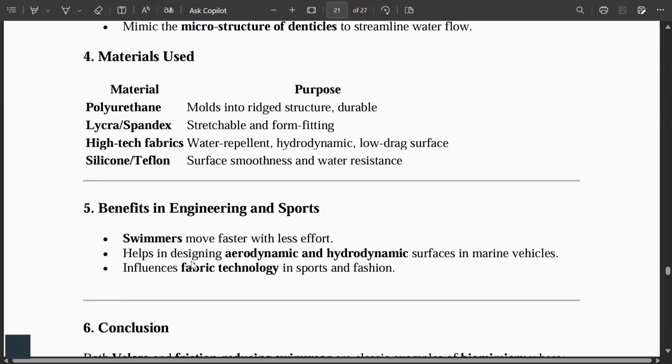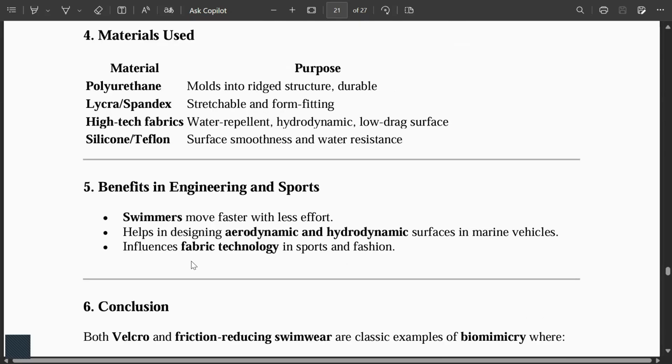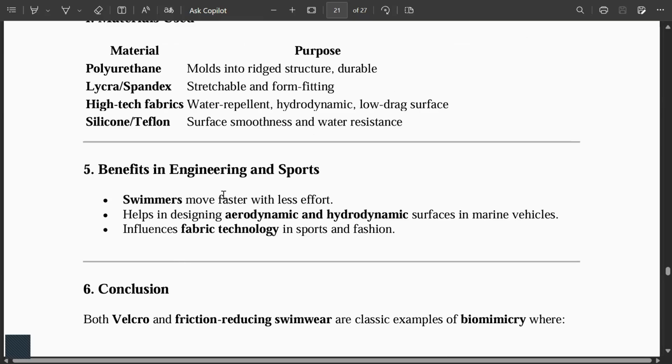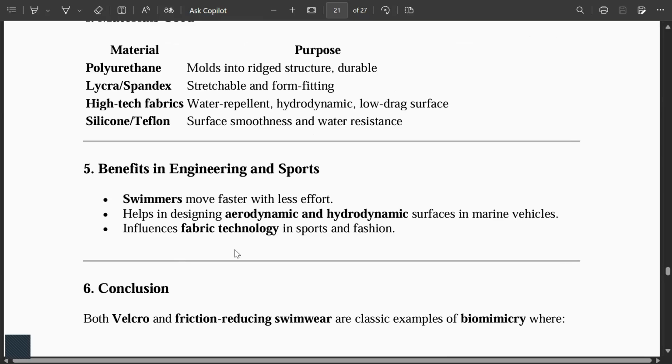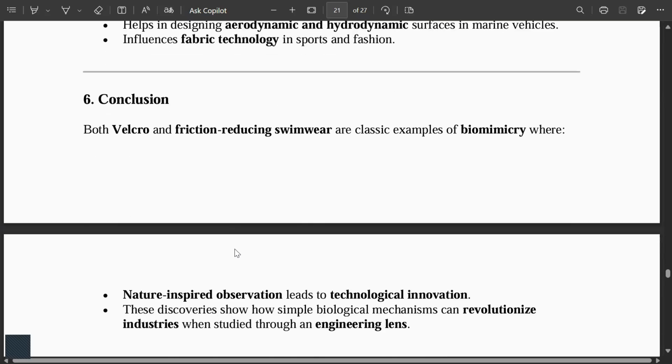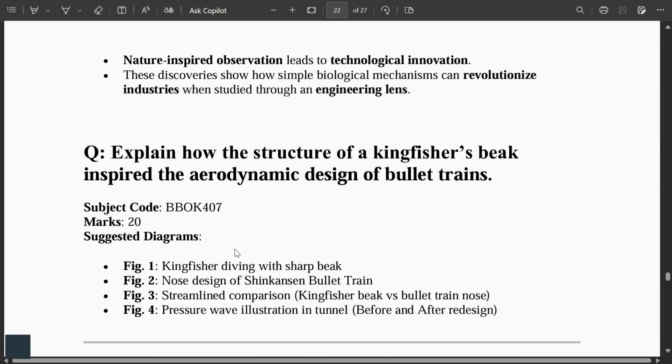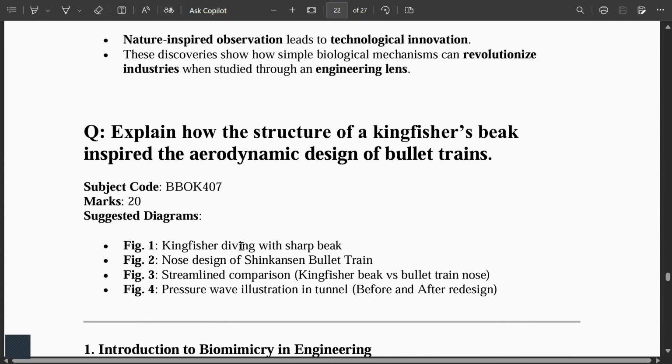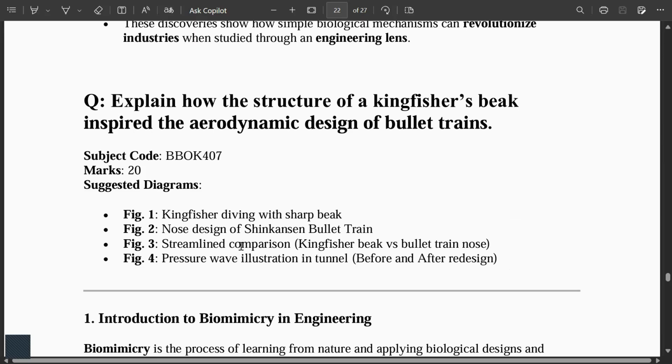Materials that can be used in doing that. Then benefits in engineering and sports. How is it useful? It makes it faster and more efficient. Then comes the next question. Explain how the structure of the kingfisher's beak inspired the aerodynamic design of a bullet train.